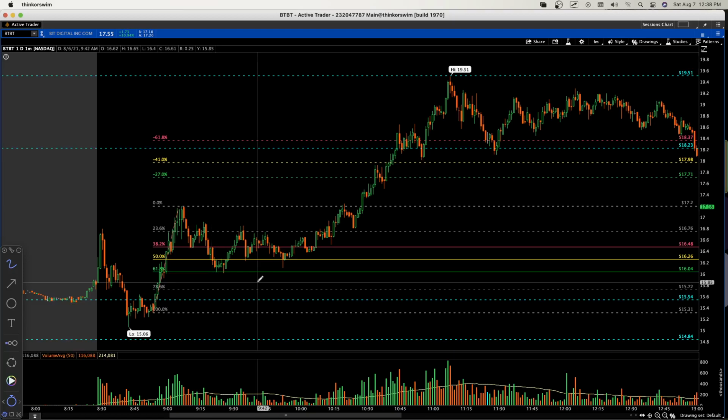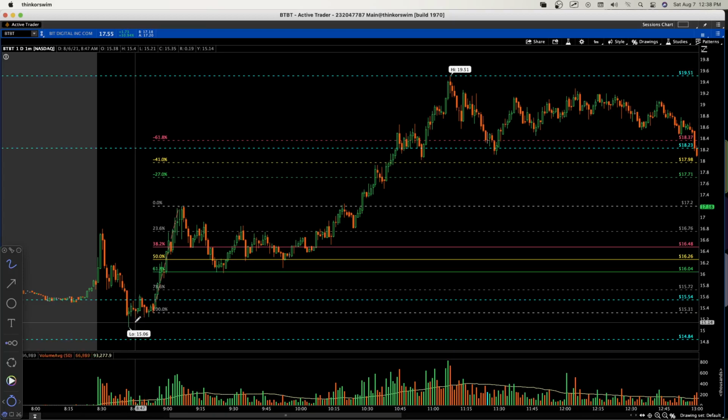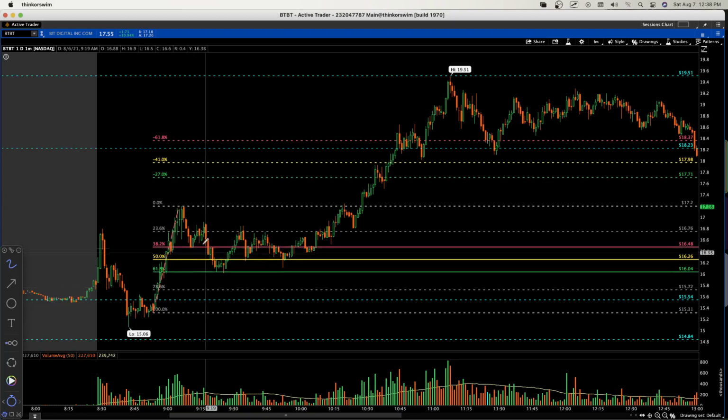Okay, totally up to you how you draw it. Both of them, unless you're on a longer time frame chart, are going to be in that area anyway.